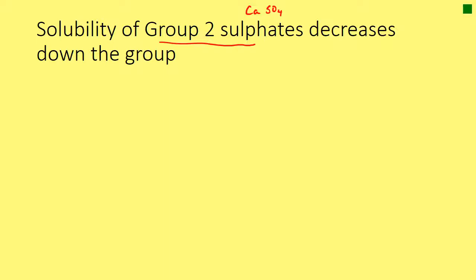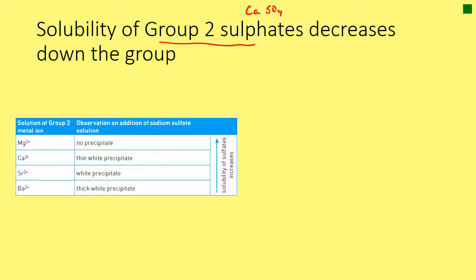So if we did a little experiment, a similar experiment to the one that we did with the hydroxides, starting off with the group 2 metal ions, i.e. a very soluble solution of the ions, and we added sodium sulfate, for example. So we're going to create a reaction where the group 2 ion reacts with the sulfate and either dissolves or forms a precipitate. And if we did that, this is what we would see. So we started off with the ion, we added sodium sulfate, and the reaction that you might get here would be the Mg2+ from the original solution.